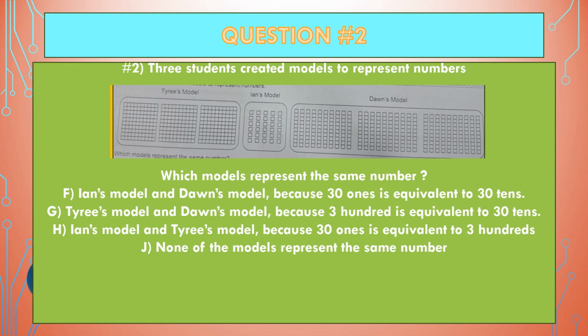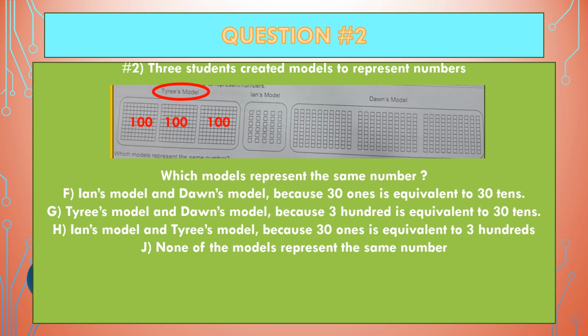All right, now it's time for me to model this question. Again, it says 3 students created models to represent numbers. First, let's look at Tyree's model. What are those blocks called? Those place value blocks there. If you said 100 flats, then you are absolutely correct. So that means each flat in Tyree's model is worth 100. So I'm going to go ahead and label those. This one is worth 100, this one is worth 100, and this one is worth 100. So that means that Tyree's model is equal to 300.